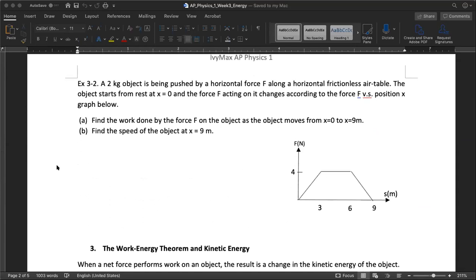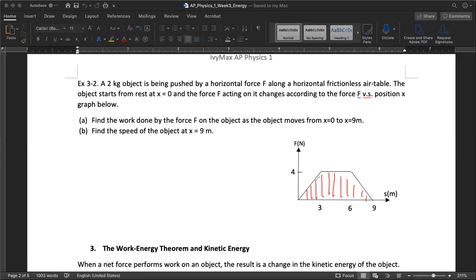All right, so this question: find the work done by the force F on the object as the object moves from 0 to 9 meters. As we said, the work done should be the area underneath the curve. So it should be the area of this trapezoid, right?